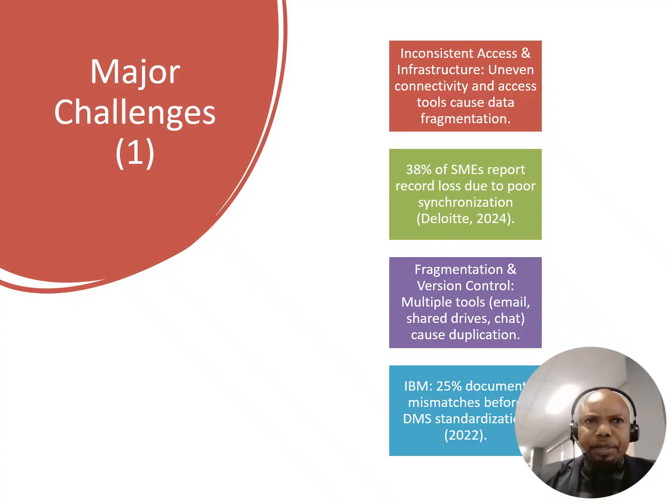Now let's look at the major challenges that are associated with this research. The first set of challenges involves infrastructure and consistency. According to Deloitte 2024, inconsistent access and fragmented storage systems lead to major inefficiencies. IBM's 2022 findings also revealed that poor version control causes confusion and duplication across shared platforms. Therefore, in virtual teams where collaboration happens asynchronously, these technical gaps can severely impact data integrity and project timelines.